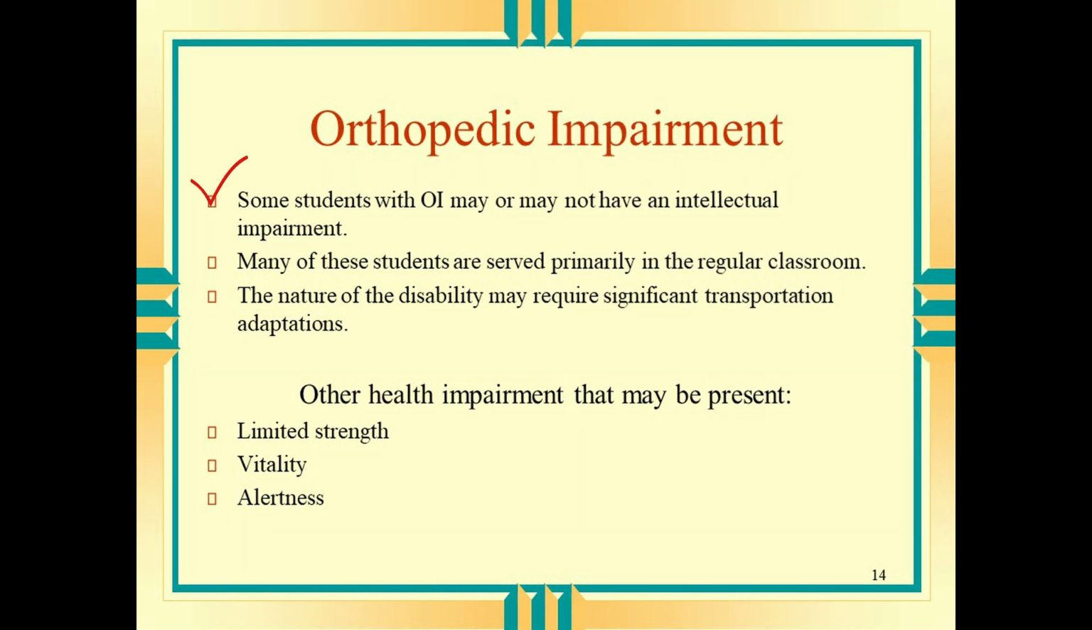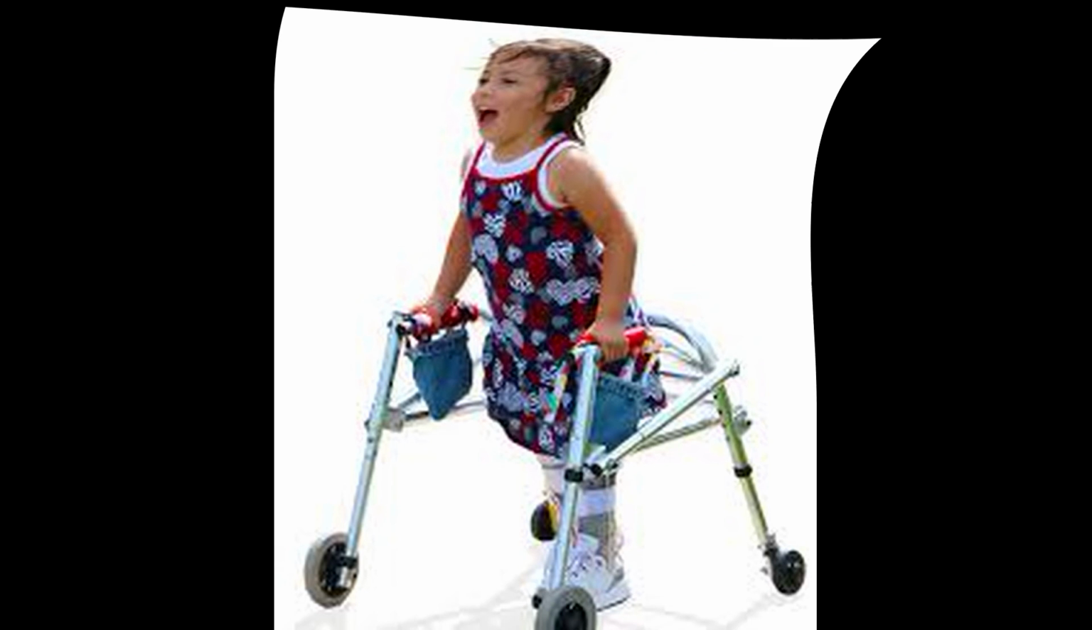Students with orthopedic impairment may or may not have an intellectual impairment. Many of these students are served primarily in regular classrooms. The nature of the disability may require significant transportation adaptations, such as a lift bus or having to transport a walker and a wheelchair that the student uses. Other health impairments such as limited strength, vitality, or alertness may be present in the student.